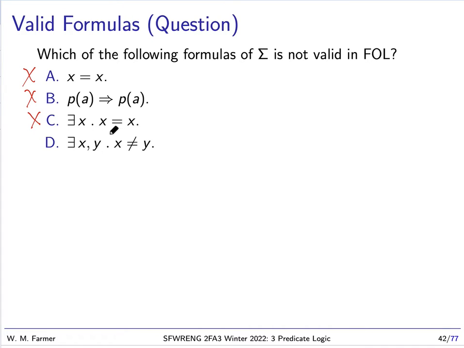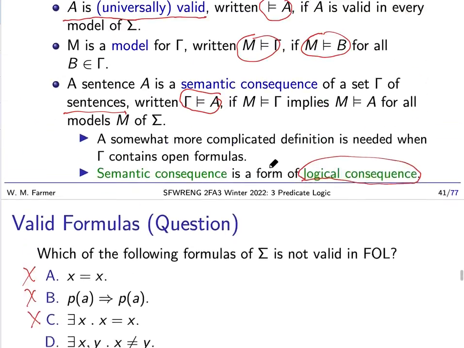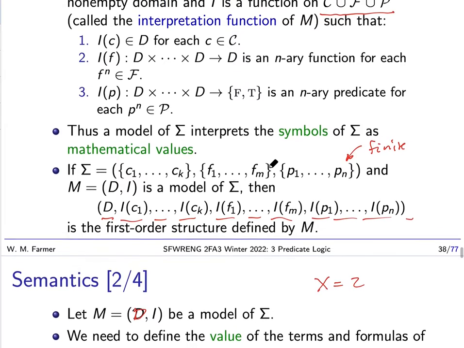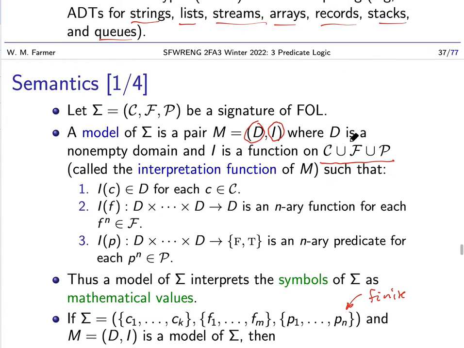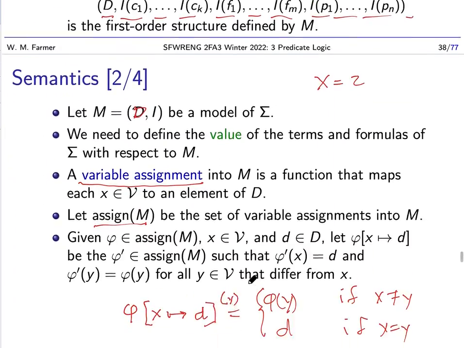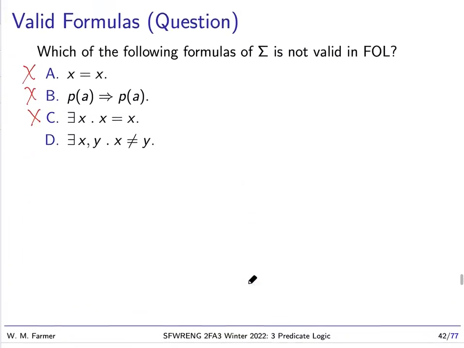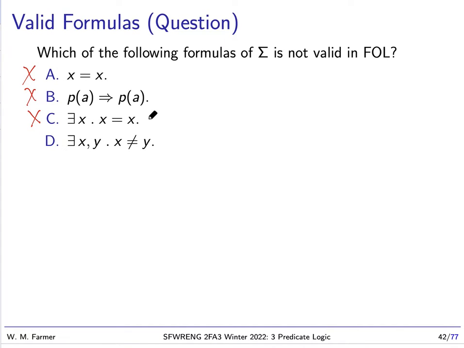Okay, this is also valid. There exists an X such that X equals X. Now you may say, well, why is that true? Well, that is true because of one of our conditions about models. The domain here, D, is a non-empty domain. Remember, a domain is just a set. It's non-empty. It has to have a value. Therefore, this is valid. This is a valid sentence. This will always be true. It will be true in every model with every variable assignment.